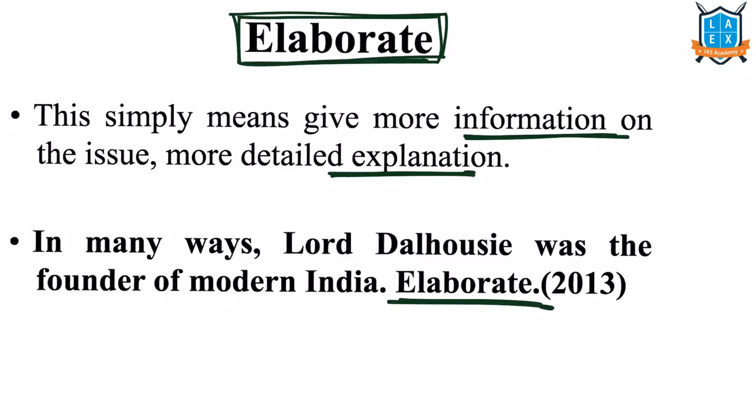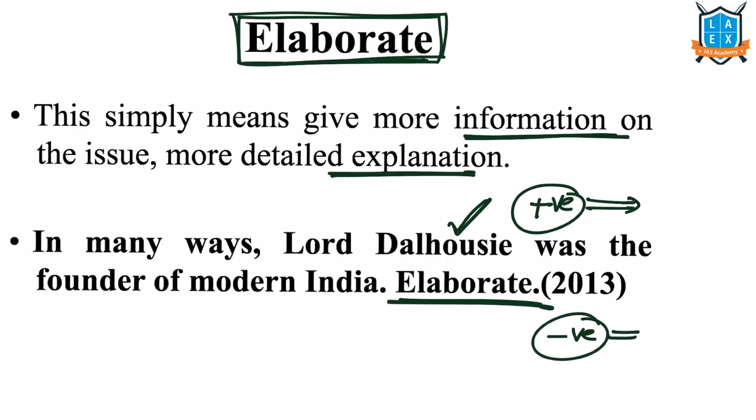We are going to elaborate the given statement. So if the statement is positive, we are going to write all the positives. If the statement is negative, we are going to write all the negatives. That's it. We are not going to write two viewpoints on this. All viewpoints regarding one single dimension. That is elaborate.